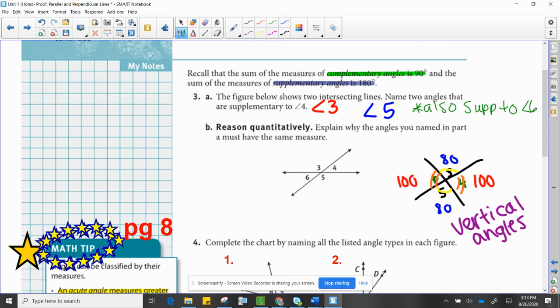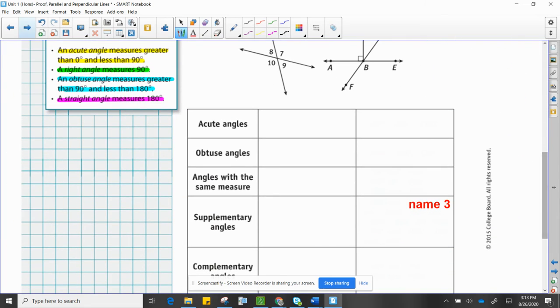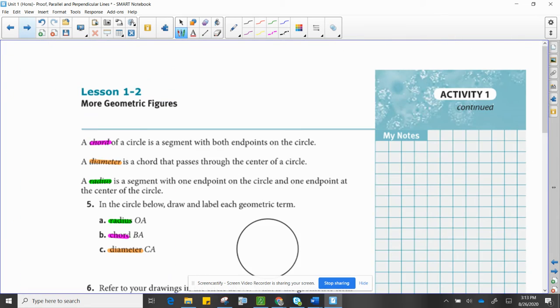Okay. All right, we're going to move on from this table because we already talked about it a lot. So then we're going to move on to parts of a circle. So different circle vocab here.